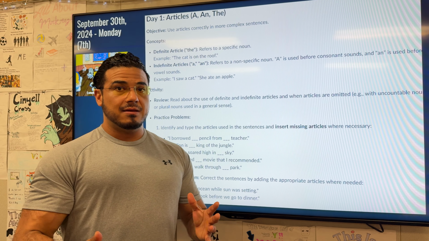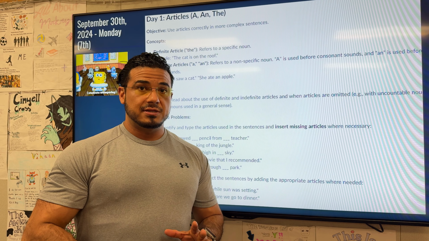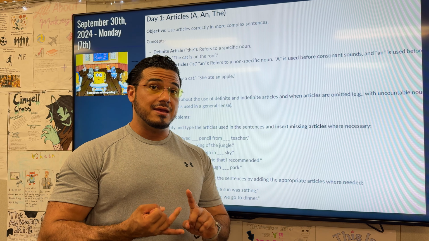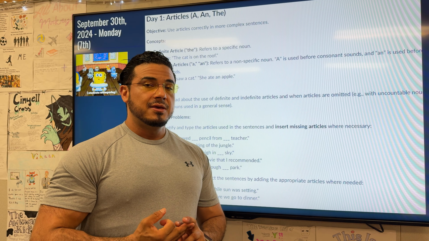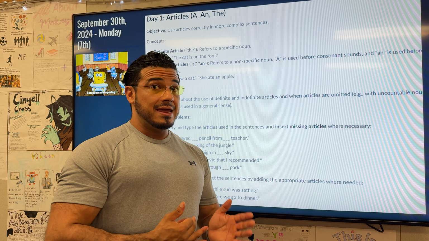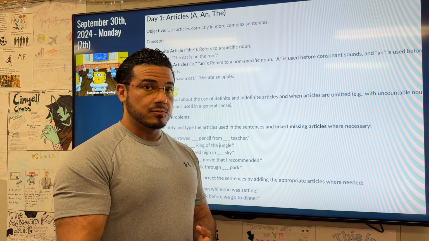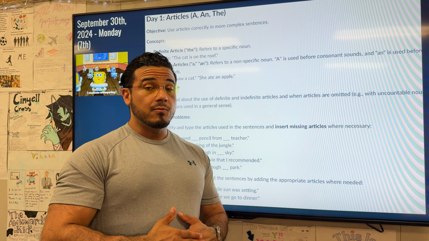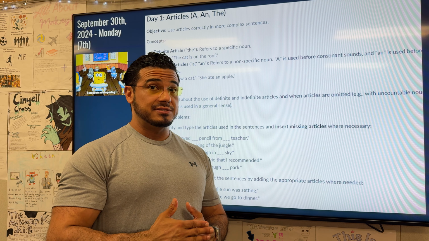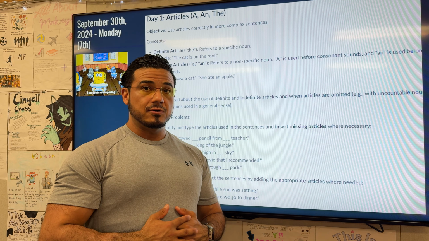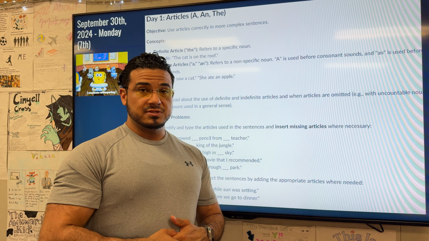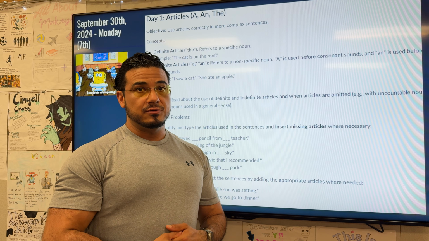So again, today, we just reviewed the 3 articles in English, which are general, a and an, and of course definitive, which is the. Don't forget, you're going to use the general article an when the word that follows begins with a vowel or makes the initial vowel sound. The example I used was hour, as in time, H-O-U-R. It makes that initial O sound, ow. So for that, you would use an.